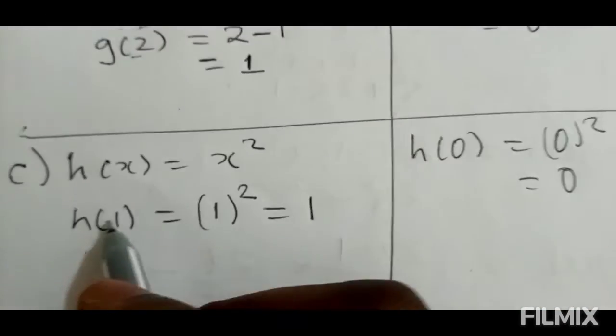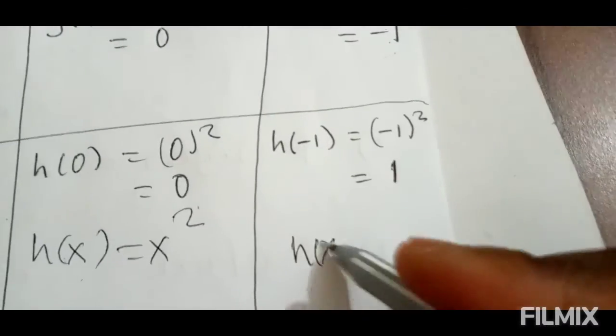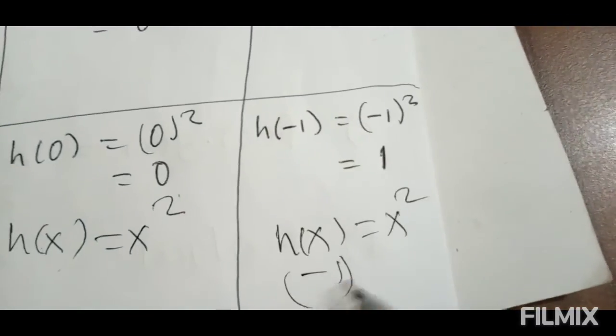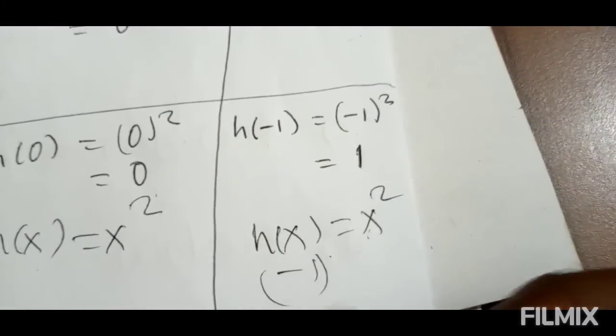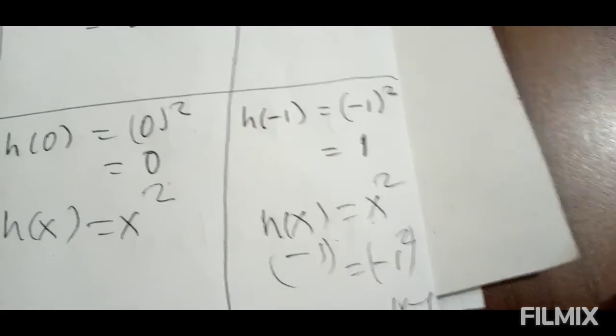h of x, h of 1, 1 takes the place of x. 1 squared, it is 1. h of 0, h of x, by the way, is x squared. So 0 takes the place of x, so it becomes 0 squared, which is 0. And in the similar manner, for h of negative 1, minus 1 takes the place of x, which is minus 1 squared, which is minus 1 times minus 1, and this is plus 1, positive 1.